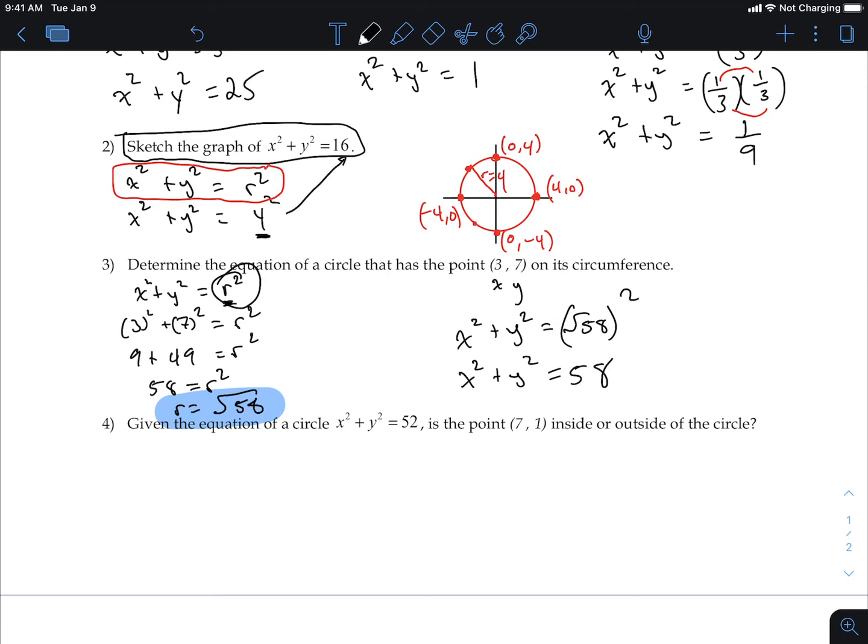Okay, let's do this one. So basically what we got going on here is we have one circle. We have a circle. Okay, we know its radius is going to be what?